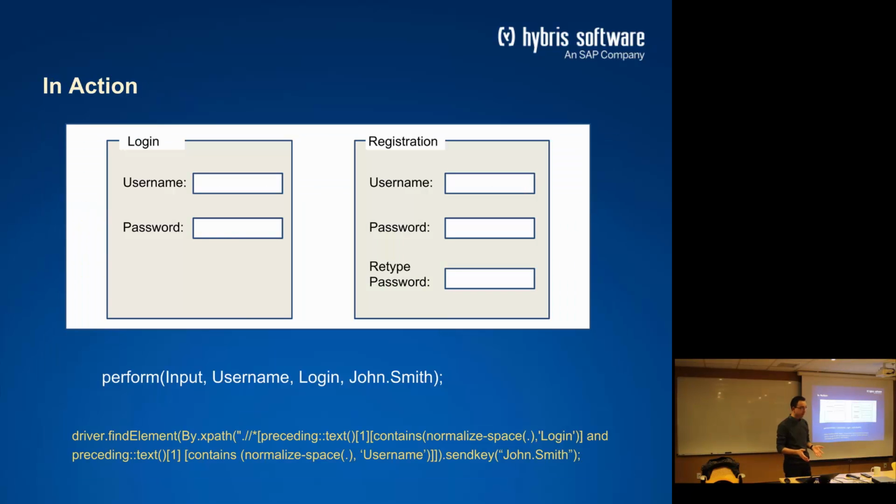Now to see this thing in action, the line for our test would be: perform input on username in the login form John Smith. And actually what the framework does is this. It generates the whole thing, and then at the end, it sends the keys John Smith to the whole XPath. So which one is the input parameter inside the XPath, may I ask?